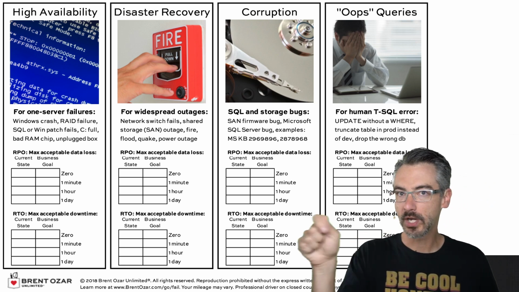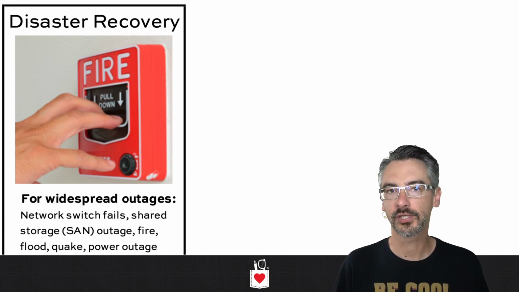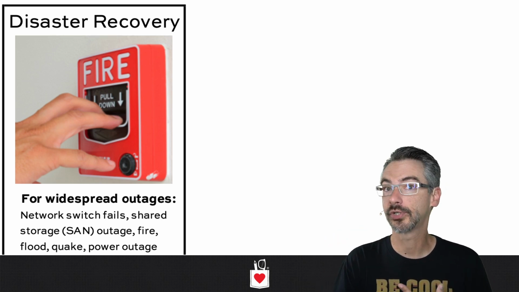But you pick out the numbers differently for each of the columns, and one of the columns is disaster recovery. We lose our network switches. We lose our shared storage.